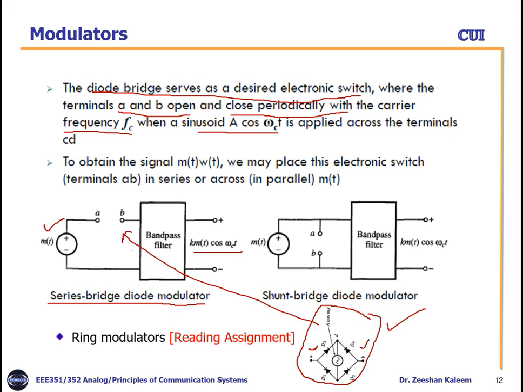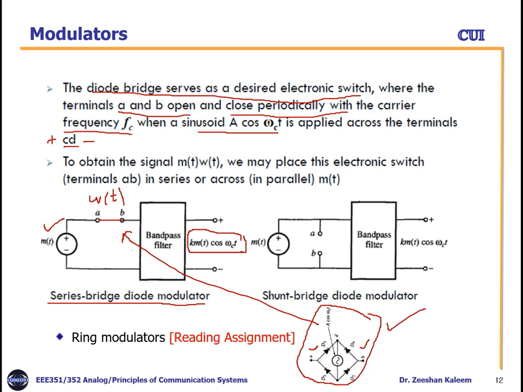So when C is positive and D is negative, what will happen? This will act as a closed circuit. So m(t) will pass here, and after multiplying with w(t), there will be a number of frequencies. So we need a band pass filter, as we already discussed, to filter out the desired frequency ωct. So in the end we will obtain the modulated signal m(t) cos ωct.